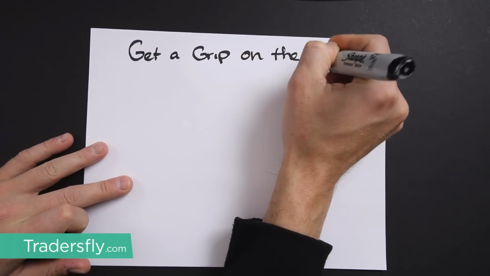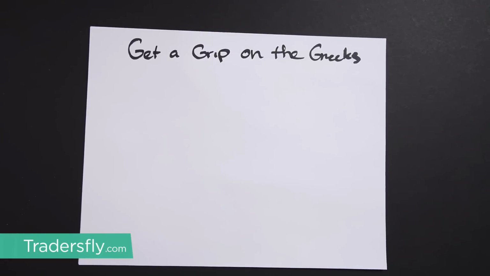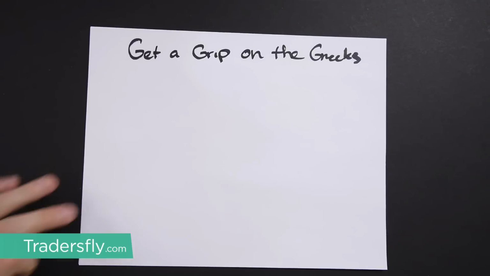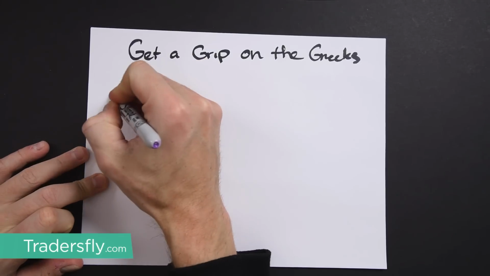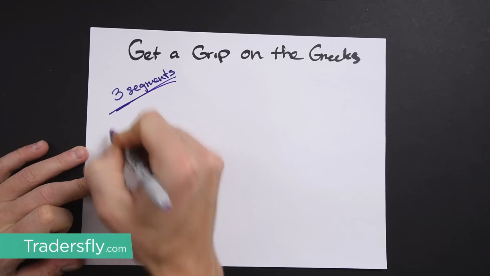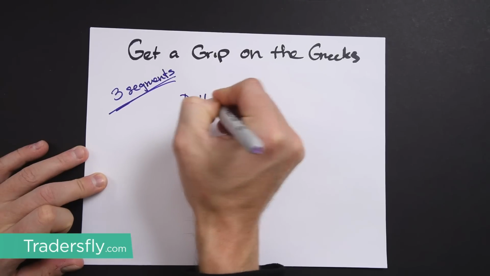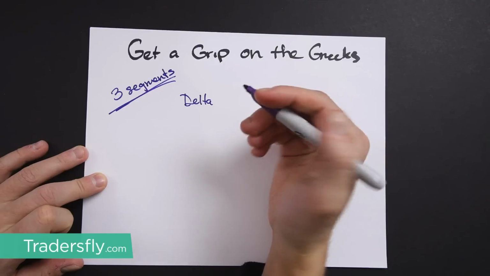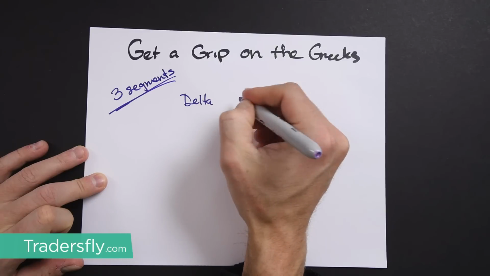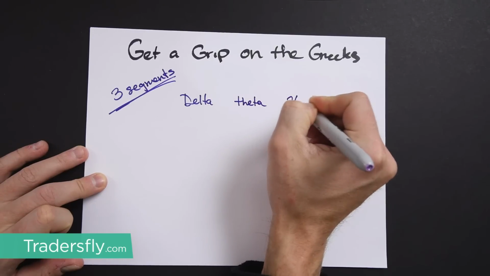Okay, so let's just get a grip on the Greeks. Really, to get a grip on the Greeks, it comes down to practice. That's the first thing. But what you need to realize is that you're going to have to separate them into kind of three segments. You basically have delta, gamma, which is related to delta, then theta, and then vega.